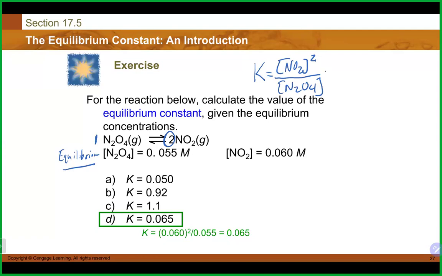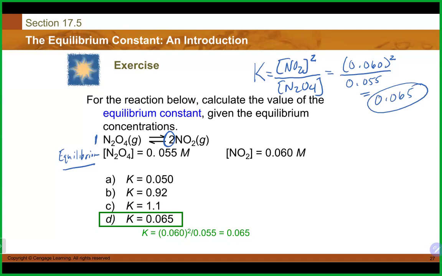So putting in our equilibrium concentration is going to give us 0.06. Again, we're going to square it, divided by 0.055. And we'll go with it here, just make sure they're right, hopefully. Going to give us a 0.065, which hopefully should be the one they circled, which is good.